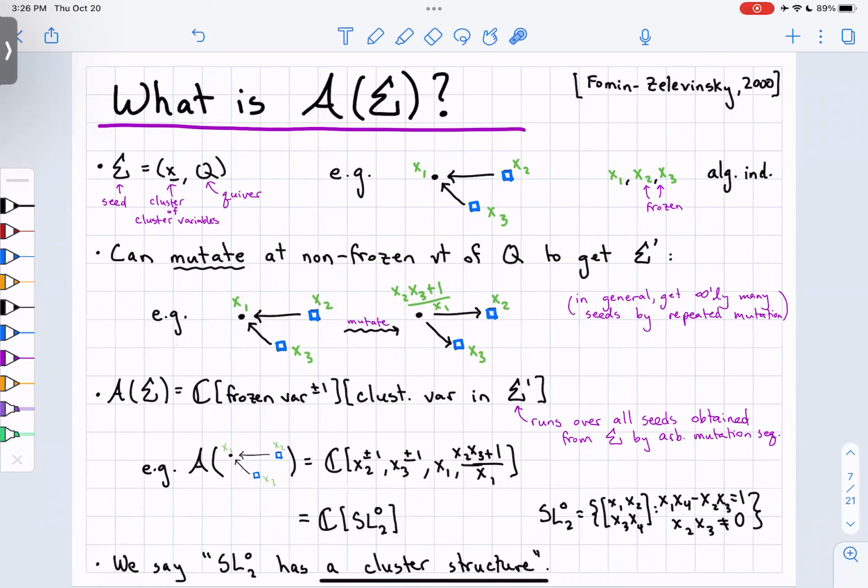If you stare at this and are a certain kind of person, I don't know if anyone is this kind of person, you notice that this is the coordinate ring of a not too weird variety. That variety is not quite SL2, but it's SL2 circ, the open part of SL2 where the off-diagonal entries are not allowed to vanish. So this particular cluster algebra is equal to the coordinate ring of some variety. In this situation, we say the variety has a cluster structure.